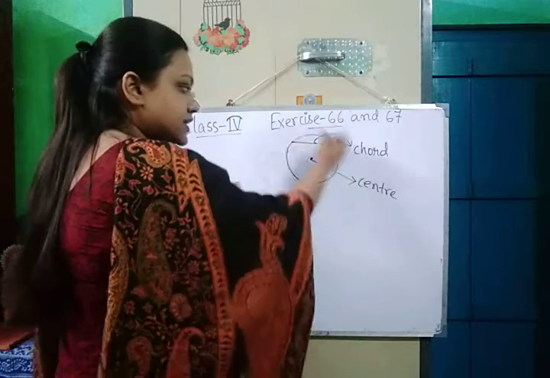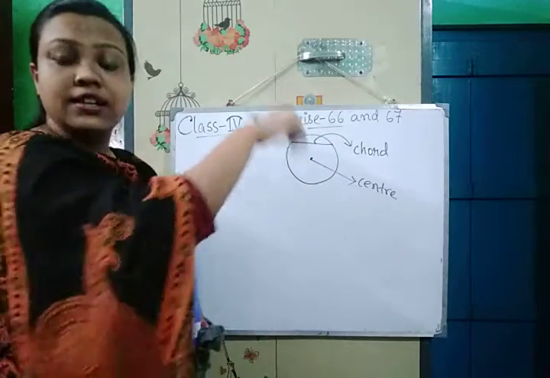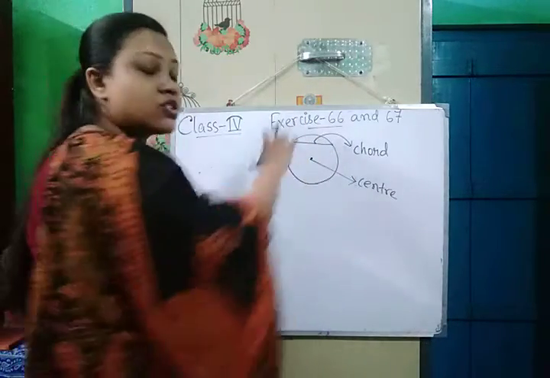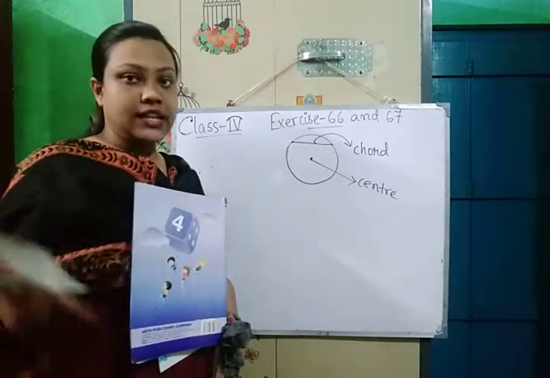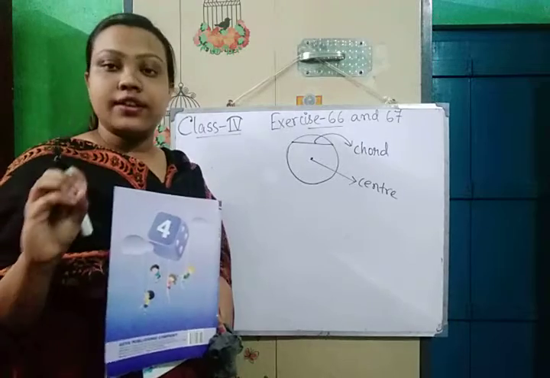I told you that this is the curve which is making the circle. So this curve is called the circumference. The total length of the boundary of the circle, that is called the circumference of the circle.